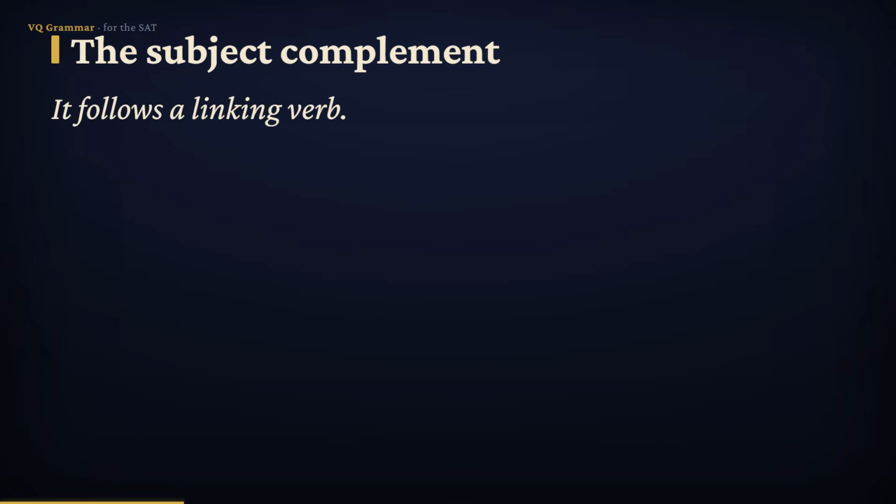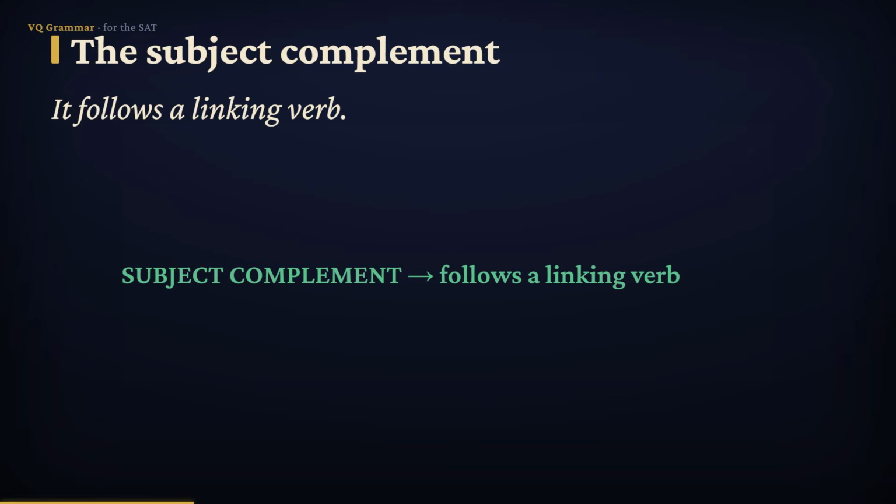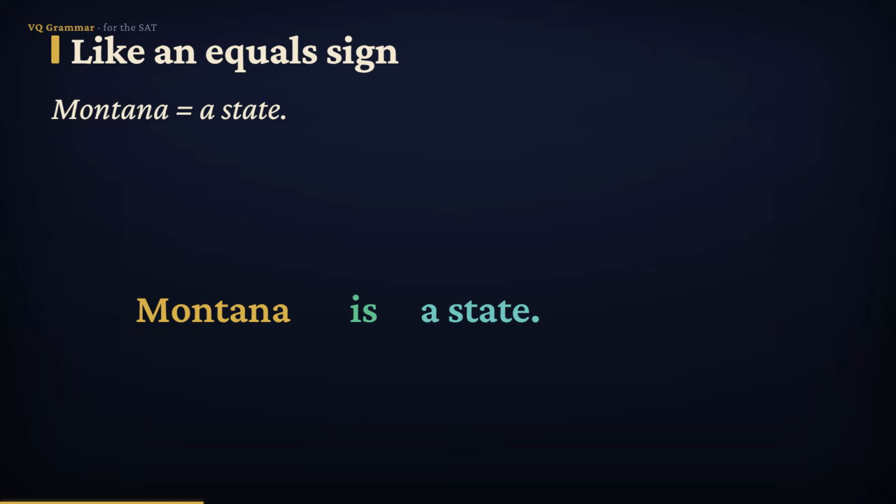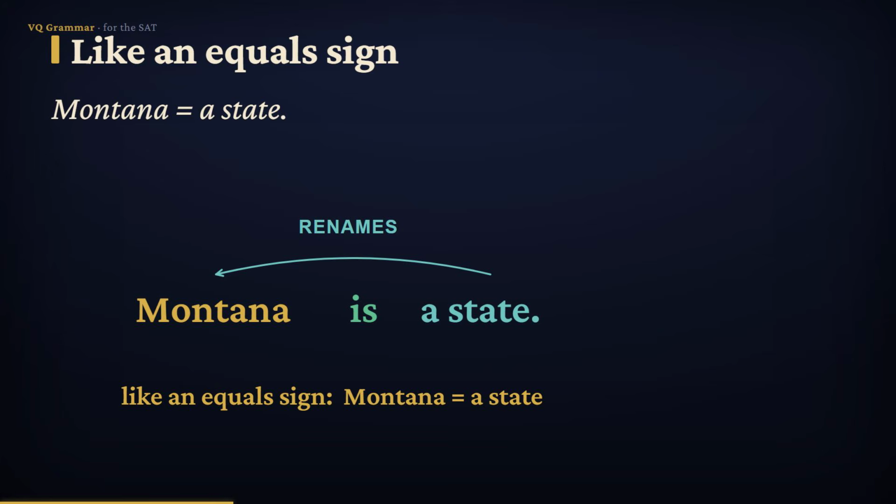Now switch from action verbs to linking verbs. A subject complement follows a linking verb and tells us about the subject. Montana is a state. Is is the linking verb, and a state is the subject complement, telling us what Montana is. Remember from our linking verb lesson, the verb acts like an equal sign. Montana equals a state. So a subject complement always follows a linking verb and points right back to the subject.